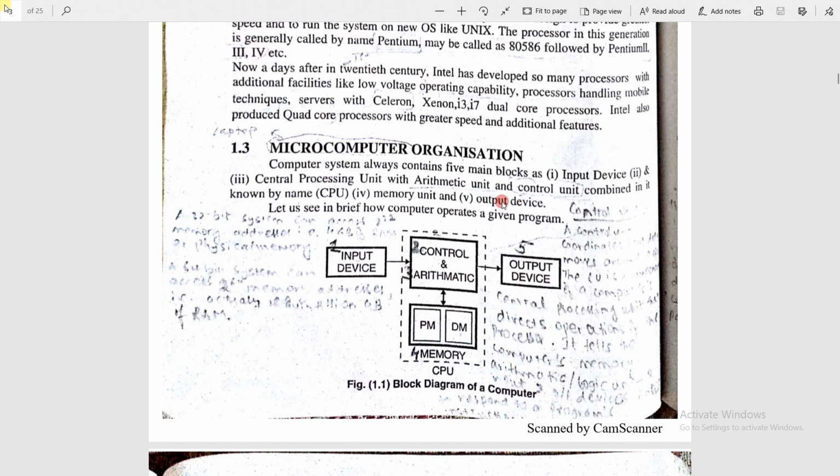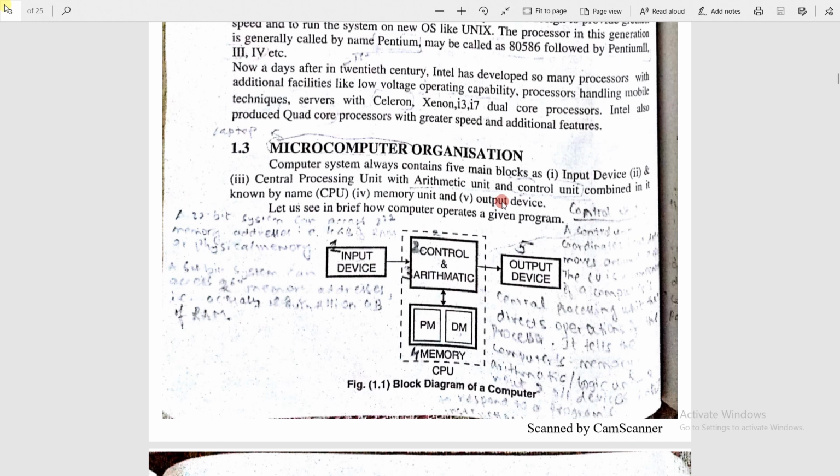In this video, we will start with microcomputer organization. Before starting with this topic, I want to discuss the types of computers, categories of computers. First is microcomputer, second is minicomputer, third is mainframe computer, and fourth is supercomputer. As we move upwards from microcomputer to supercomputer, the cost of the computer increases, the processing speed increases, and the storage capacity of the computer also increases.